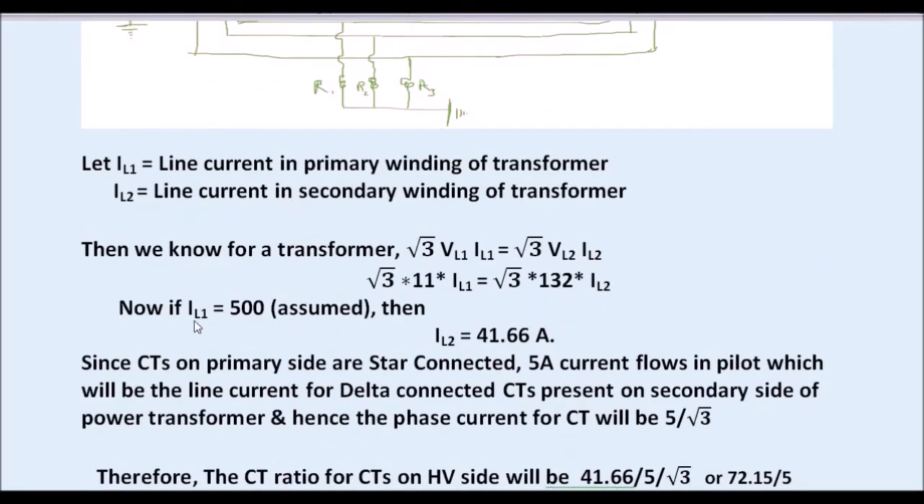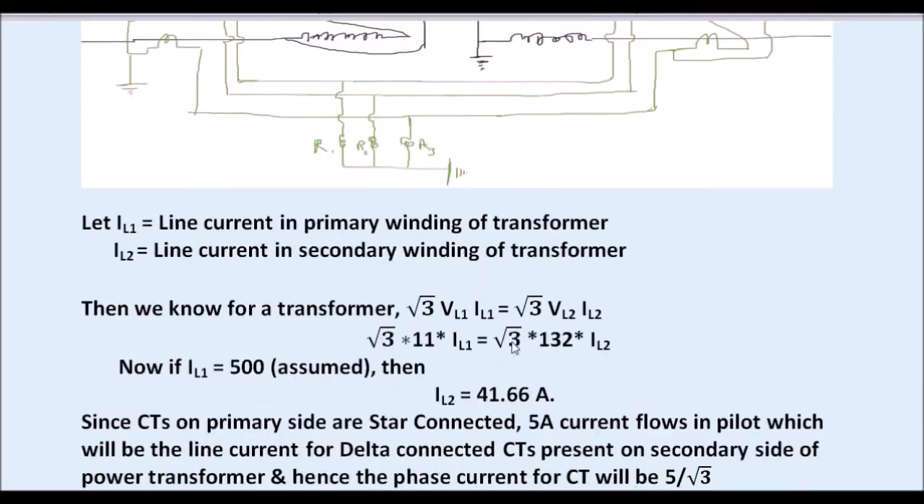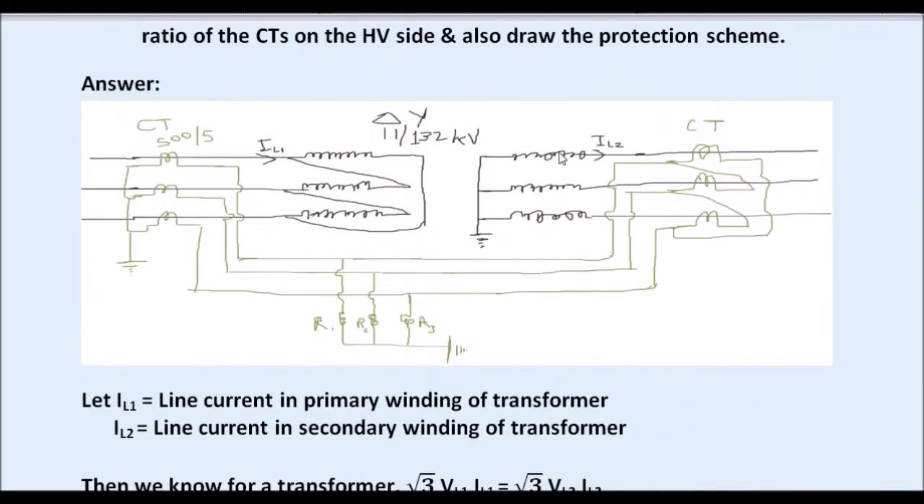So if we assume IL1 current as 500, then what will be the IL2? IL2 will be root 3 into 11 into 500 divided by root 3 divided by 132. This comes out to be IL2 as 41.66 ampere. That is, the current flowing in the secondary of the power transformer is 41.66 ampere.